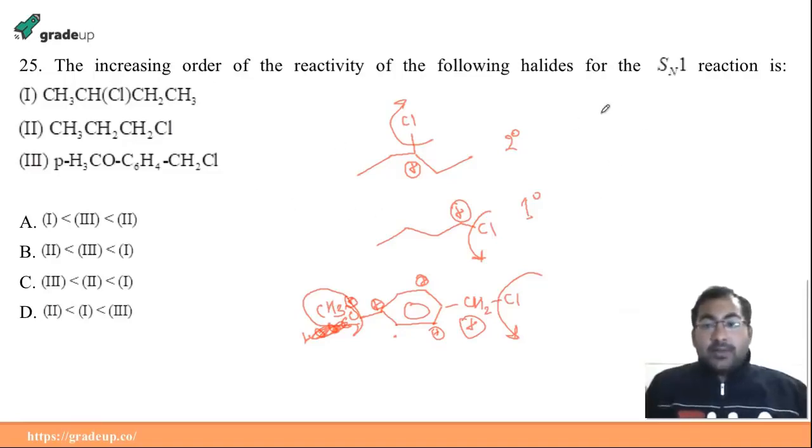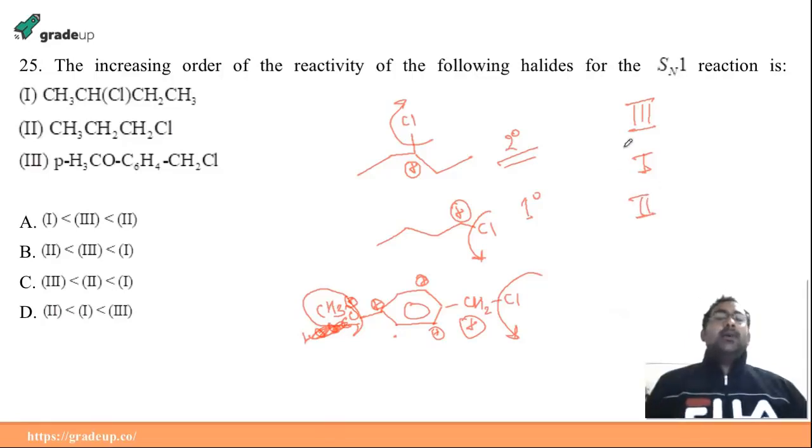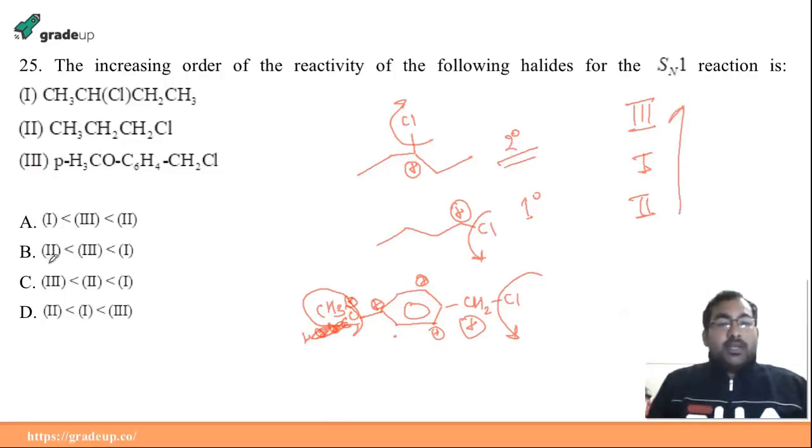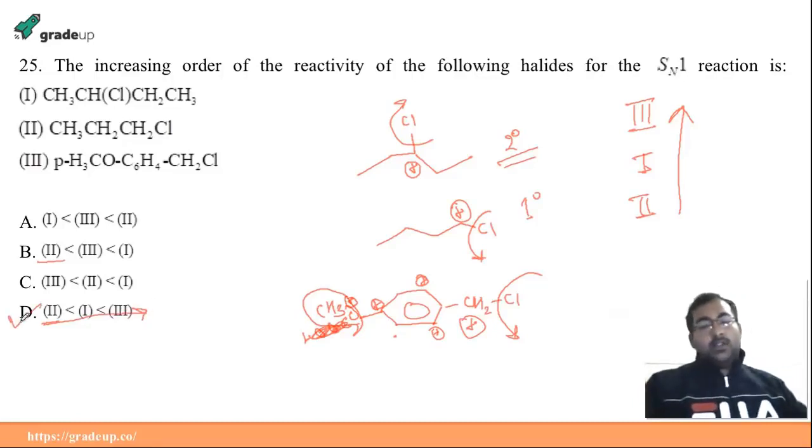So the third option is a very stable carbocation. Then you get the first option, because it's a secondary carbocation, and then the second option, because it's a primary carbocation. So the increasing order of reactivity for the following halides is: first the second option, then the first option, then the third option. So option D is correct here in this question, because we need to find the stable carbocation for the SN1 reaction.